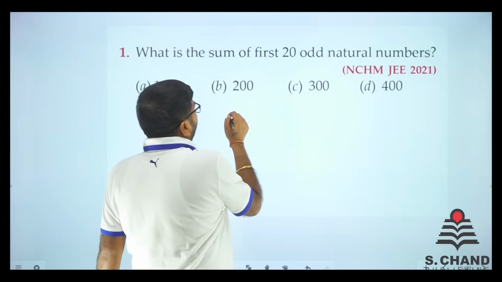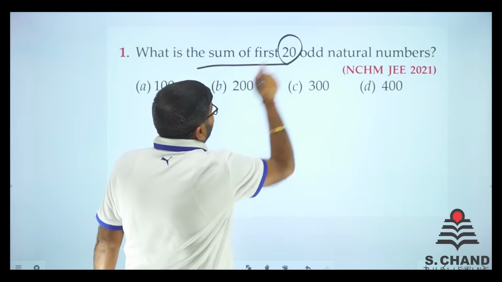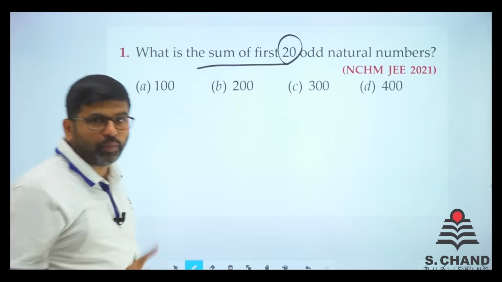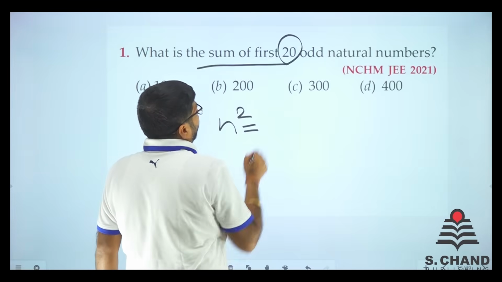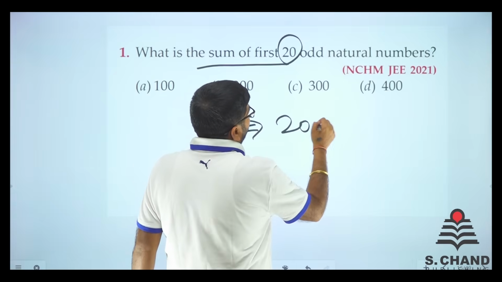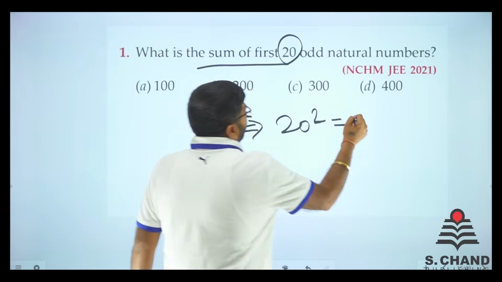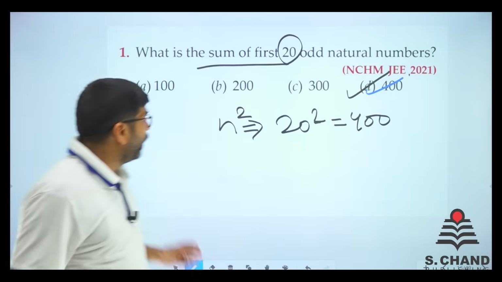When you want to find the sum of the first n odd numbers, it will be n square. That means n here is 20. So we square 20, and we'll get 400. So you don't need to write anything else.